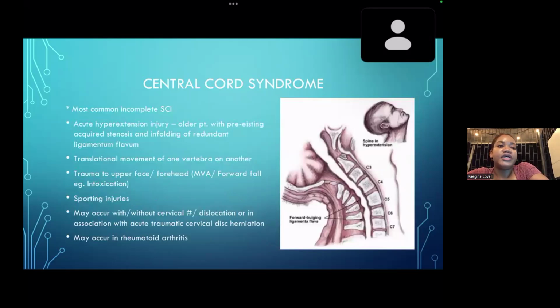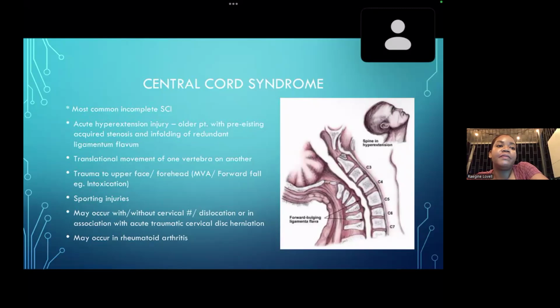So as I mentioned, it's the most common type of incomplete spinal cord injury syndrome, seen as depicted in the image following acute hyperextension injury, usually in an older patient with pre-existing acquired stenosis as a result of bony hypertrophy and the enfolding of redundant ligamentum flavum. It can also occur when there's translational movement of one vertebra on another.